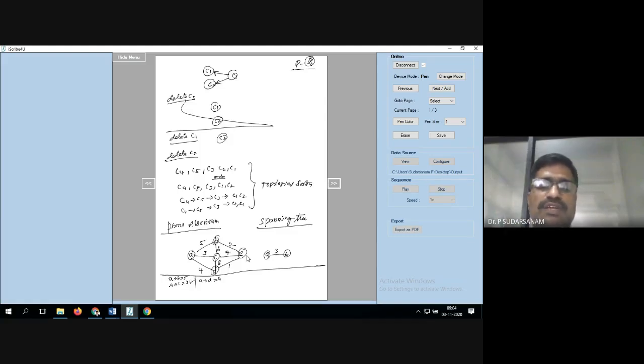Next, what will happen? From C, you have to write what are the outgoing nodes. So C to B is 6, C to D is 8. Now out of all these things again, which is the minimum? So 4 will be the minimum, and you need to take the 4. So A to D.